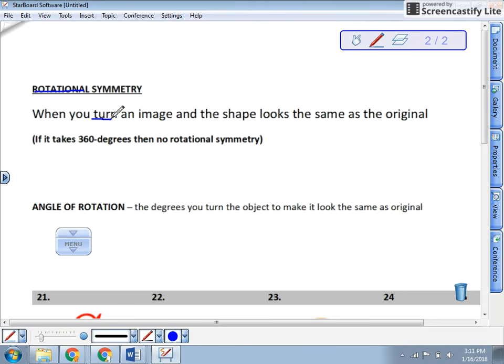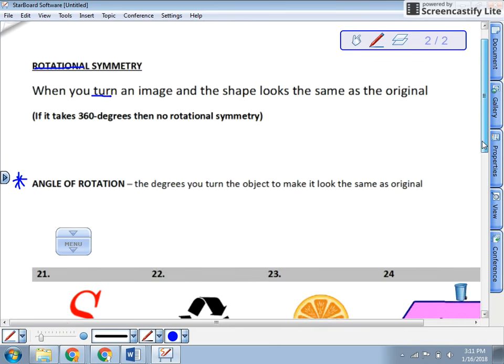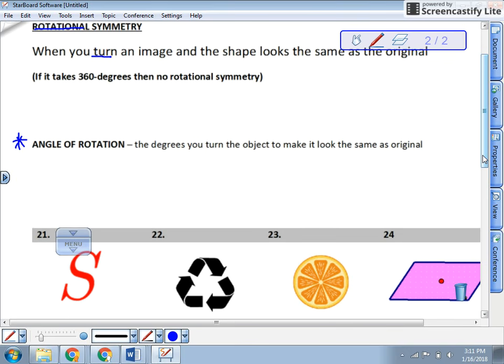Now the angle of rotation, this is the one thing that you guys need to know. It's the degrees you turn the object to make it look the same as the original. How do we find it? You would take 360 degrees and you would divide it by the number of times you can turn it and it looks the same. Again, that's not real mathematical, but you guys get the idea. So the number of times you can turn it where it looks the same.